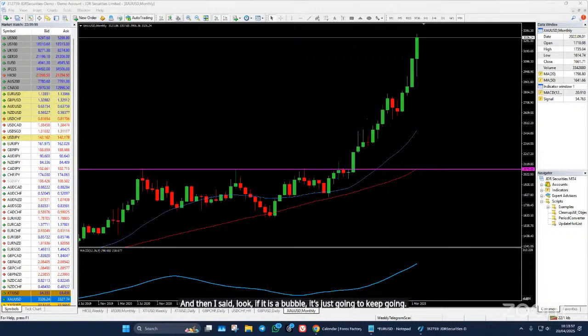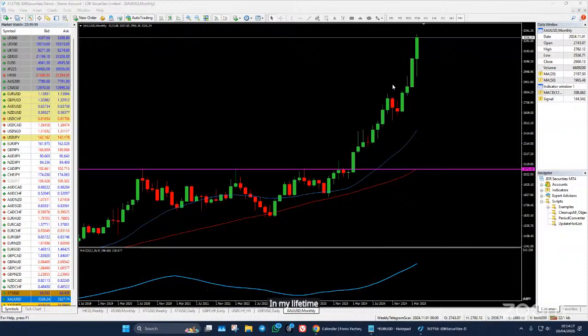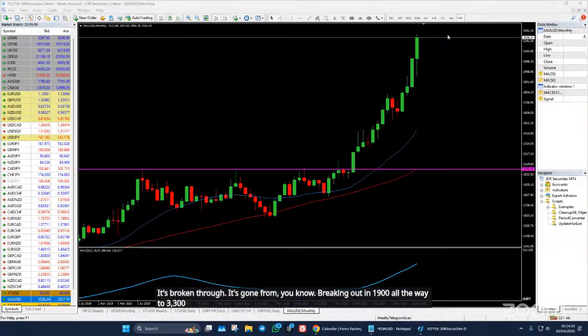It's interesting, because then it got to this part here, and it formed a wedge like this and then broke out. So it was already potentially in a little bit of a bubble in this area. Then it did this and kept going. So it's definitely in a bubble. There's no doubt that it's in a bubble. It's never traveled so far in my lifetime, and it's already well beyond that. It's gone from breaking out at 1900 all the way to 3,300 within a few years. And the candles are getting bigger.